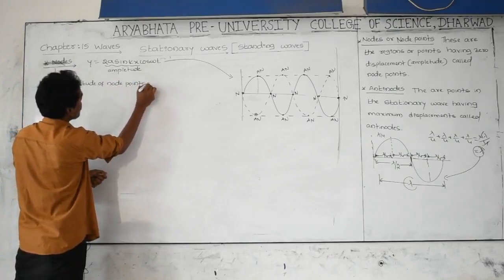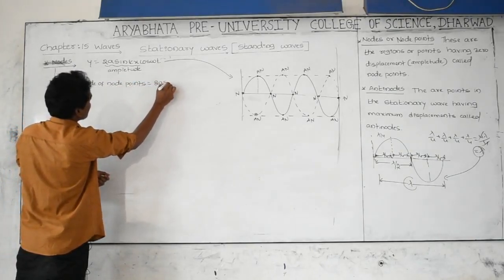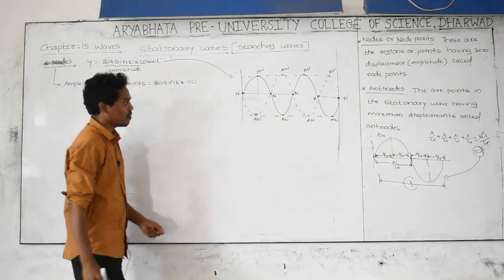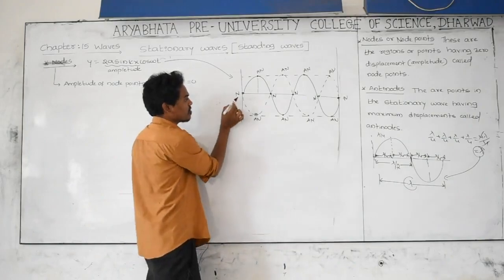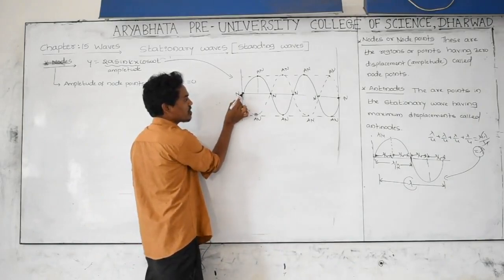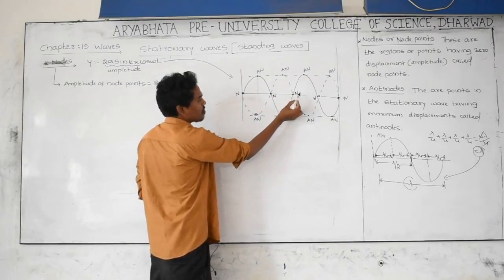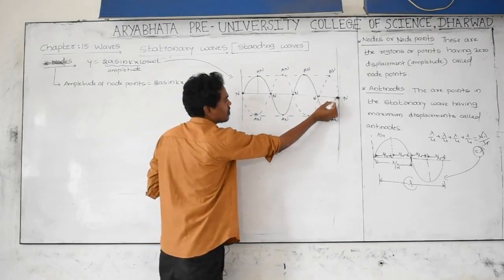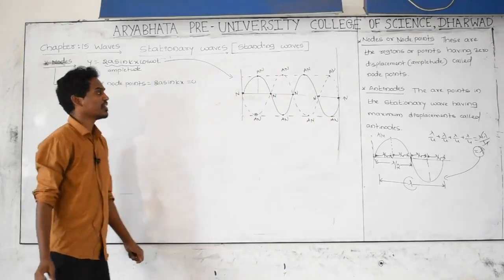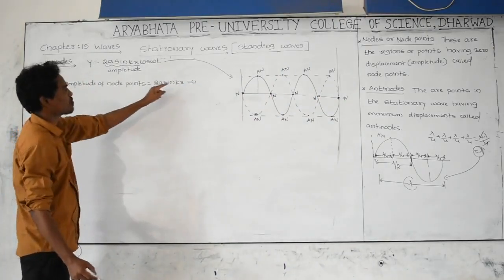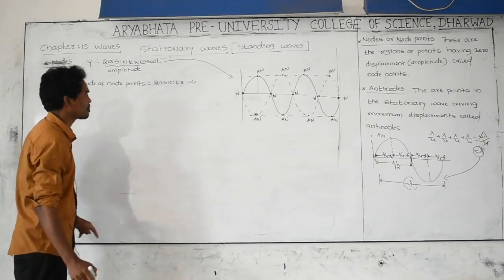That is equal to 2a sine kx, that is equal to 0. For node points, the amplitude is always 0. See, this is a node point, amplitude is 0. This is a node point, amplitude is 0. For all the node points, the amplitude is 0. That's why I have taken this as 0.